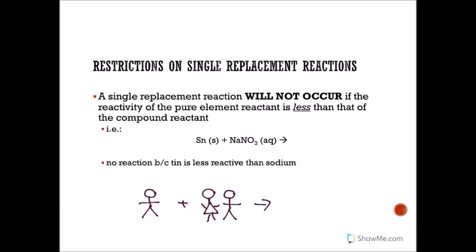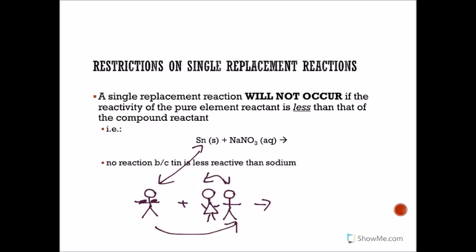If the guy that is by himself, or the element that's by himself, is stronger than the guy in a pair, then the stronger guy will be able to kick out the guy in the couple.